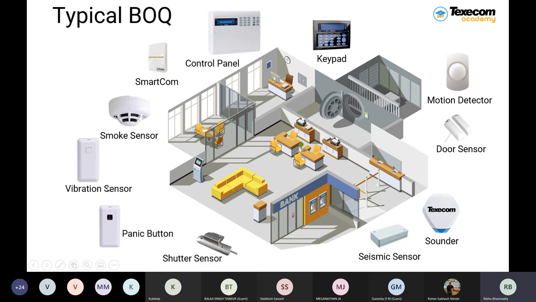Second is vibration sensors for fixed windows. Panic buttons for the cashier, the employees at the cashier counter, or the bank managers. Then shutter sensors. These are heavy metal grade 3 or grade 2 shutter contacts. We have both categories, which are used for the rolling shutters at the main entrance point. Then we have seismic sensors, which we generally provide for the ATM machines and in the bank locker area, right? Then we have a sounder. The Texecom sounder will provide you three different tamper protections.